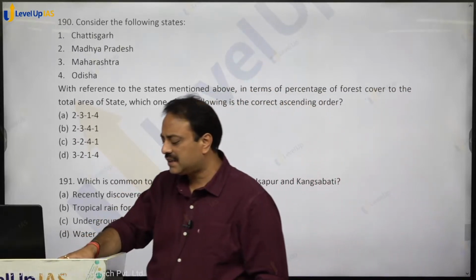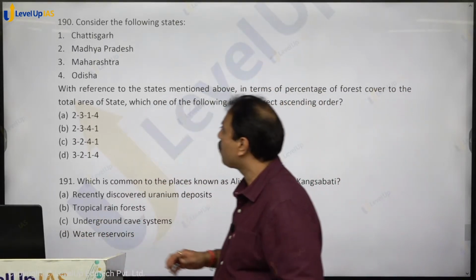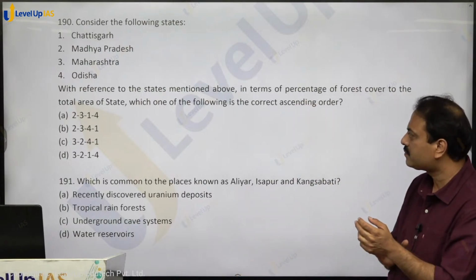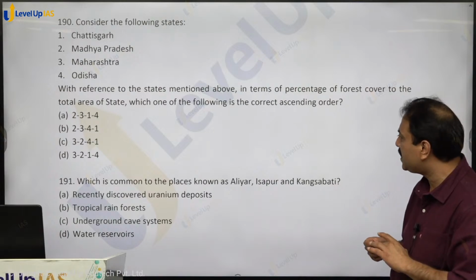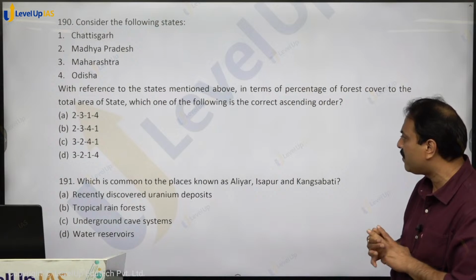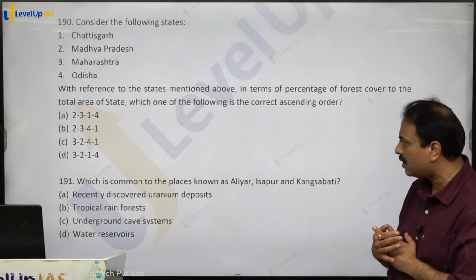Consider the following states: Chhattisgarh, Madhya Pradesh, Maharashtra, Odisha. With reference to the states mentioned above in terms of percentage of forest cover to the total area of the state, which one of the following is the correct ascending order?